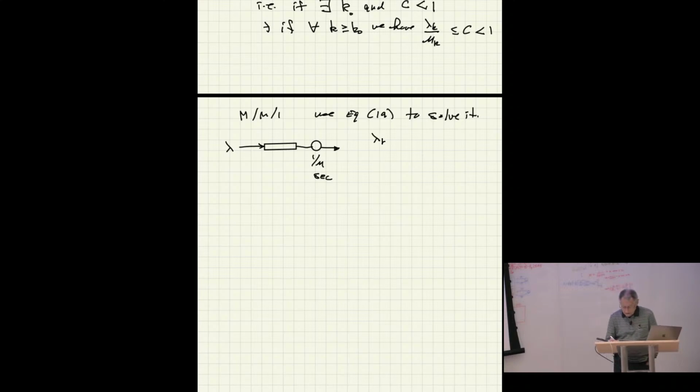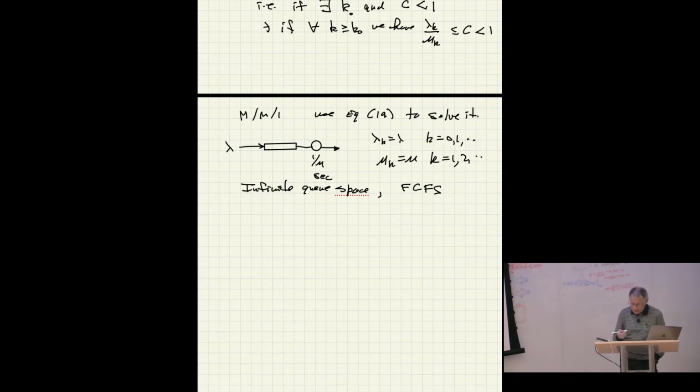Namely, specifically, lambda k equals lambda for k equals 0, 1, etc. Mu k equals mu for k equals 1, 2, etc. Also, if we're talking about a queuing system, I should tell you that there's infinite queuing space, so the queue itself can get infinite. And we'll see later, we're talking about first come, first serve. I don't ordinarily say those things because it's implied if I don't say otherwise, but I want to focus on it here.